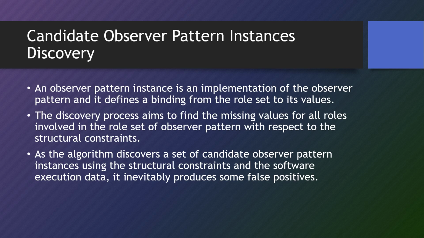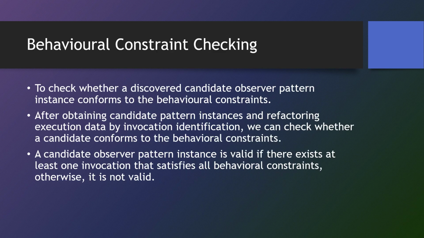Candidate observer pattern instance discovery. An observer pattern instance is an implementation of the observer pattern, and it defines a binding from the role set to its value. The discovery process aims to find the missing values for all roles involved in the role set of the observer pattern with respect to the structural constraints. As the algorithm discovers a set of candidate observer pattern instances using the structural constraints and the software execution data, it invariably produces some false positives.